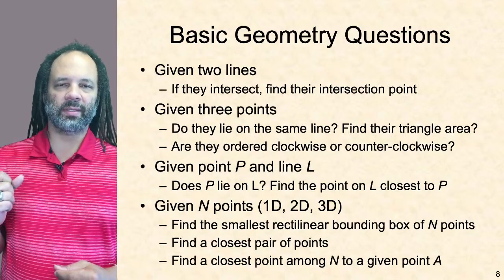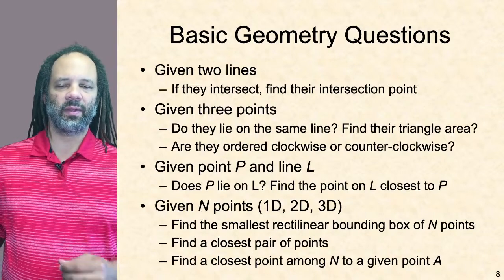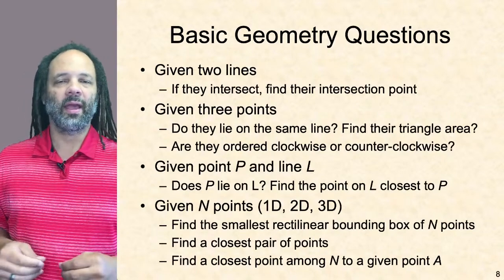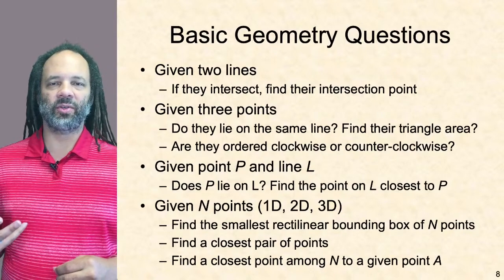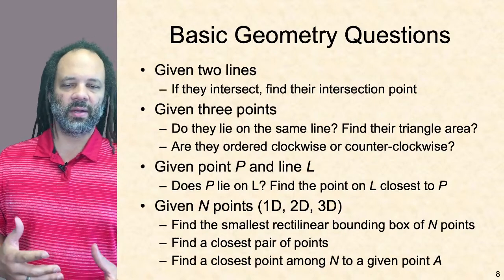What about 3 points? How do I know if they're collinear? Do they lie on the same line, right? If they're not on the same line, then they form a triangle. How do I find the area of that triangle?